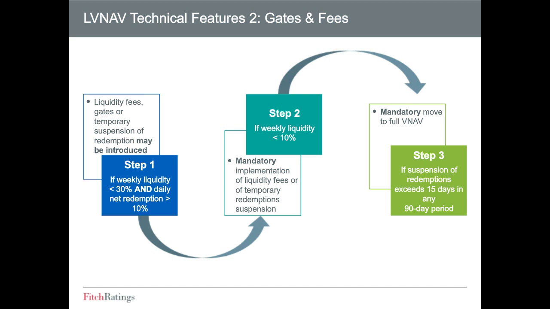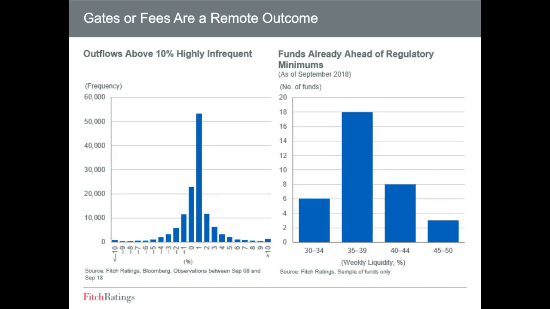So I'll just move on to our analysis of the probability of a gate or fee being implemented, and our assessment is that it would be very unlikely. So the histogram you can see on the left is, and this is the statistician in me, almost a perfect normal distribution, which is always a wonderful thing to see, just like the shape of snowflakes. A nice Christmas reference. And what you can see here is that the historic incidence of outflows of above 10% is negligible. This is data over a 10-year period.